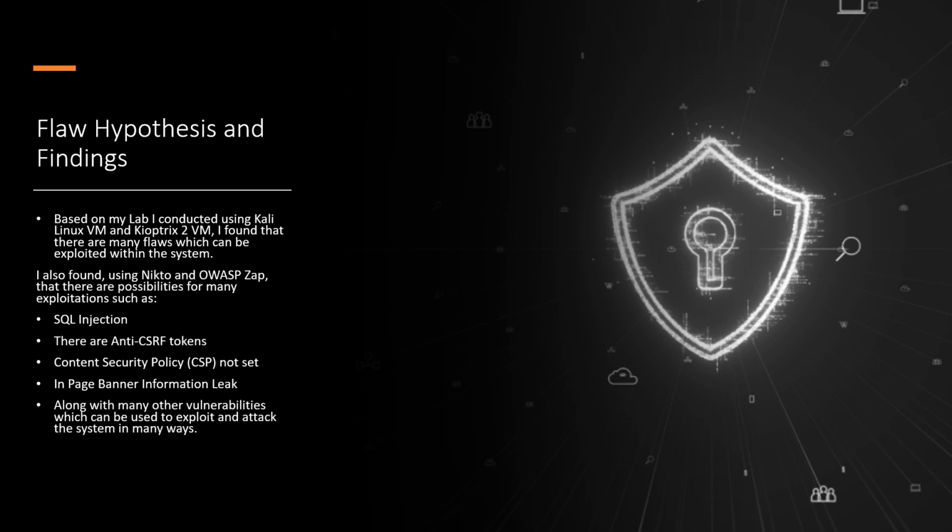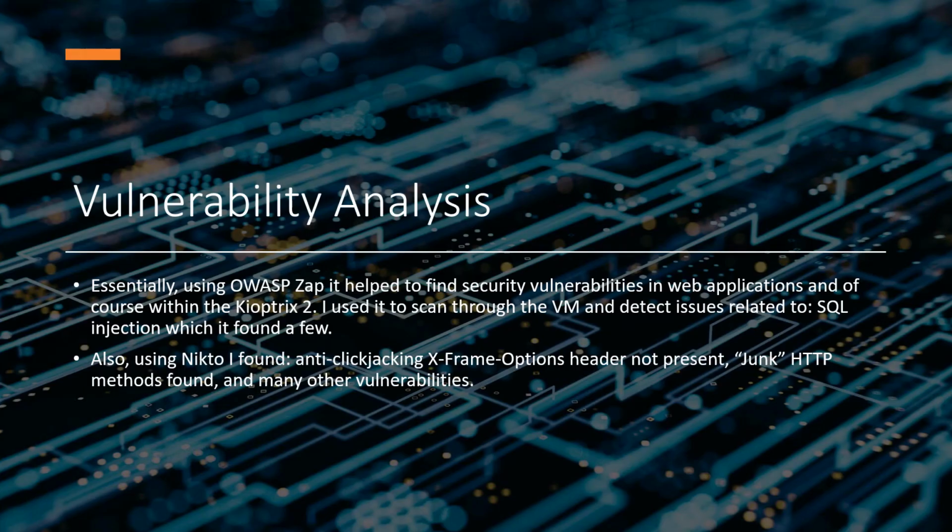So based on the findings I conducted using Kali Linux VM and Kioptrix 2 VM, I found that there are obviously many flaws using OWASP and Nikto both. And with Nessus, I saw there's SQL injection, anti-CSRF tokens that are not used, content security policy not set, end page banner information leak, and there's tons of others that can be used to exploit, which obviously is the point of Kioptrix 2, but obviously a regular system would not be good.